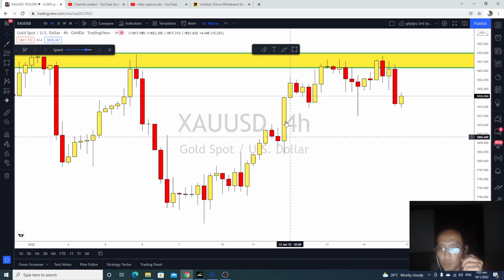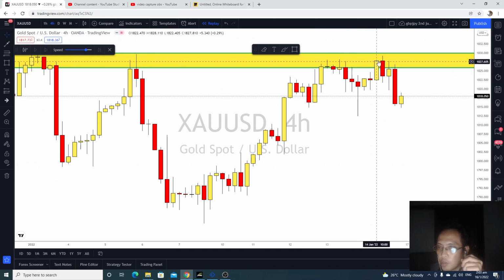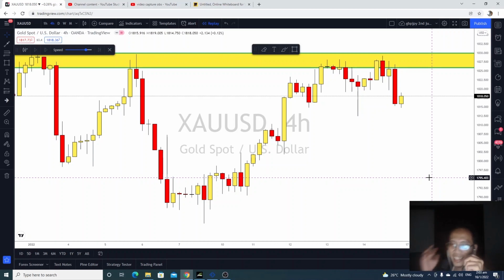Strong candle you buy, it works. Strong candle you buy, it does not work. Weak candle you buy, it does not work. You get what I mean?